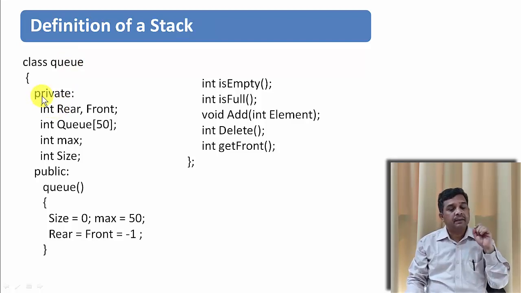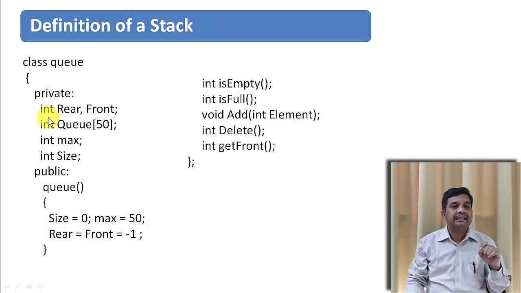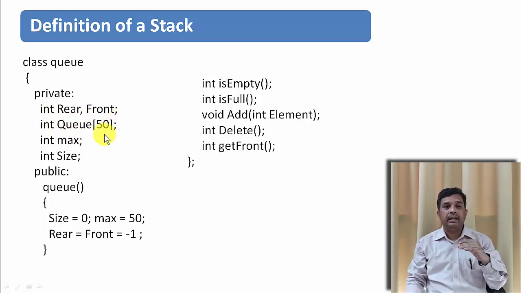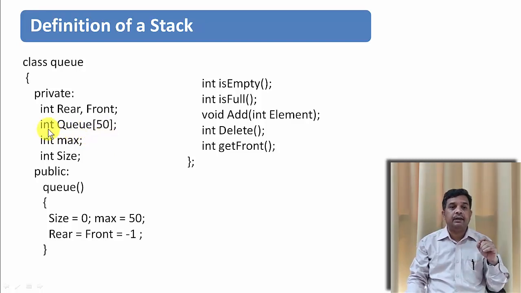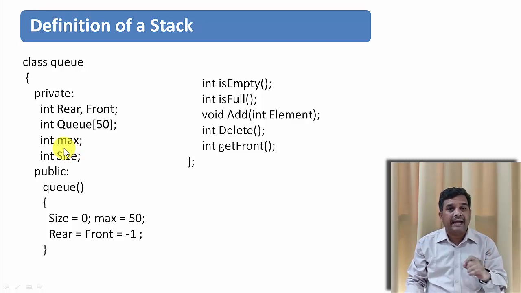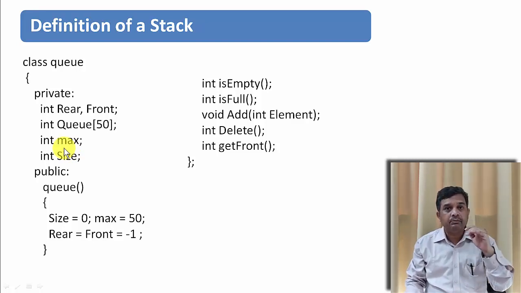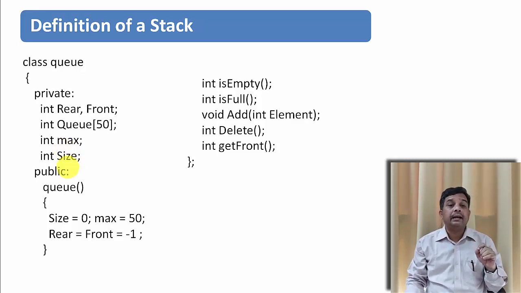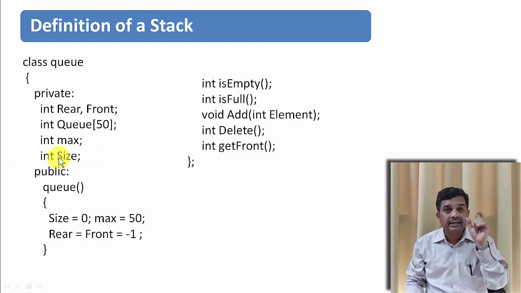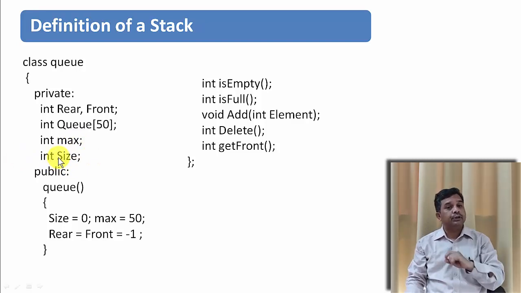We are having some private data, that is integer type of data. We are taking rear and front. We are taking a queue of size 50 and it takes all integer values. Two more variables we are taking. One is max, that is the maximum capacity of the queue, and the other is size. What is the current size of the queue right now?